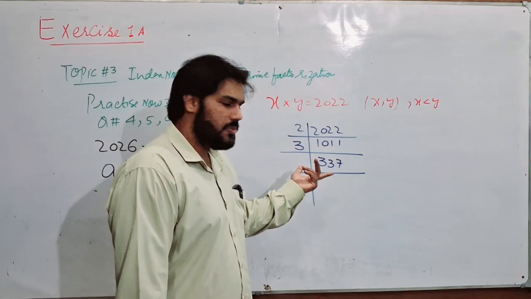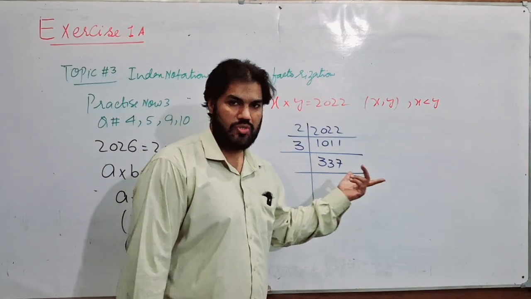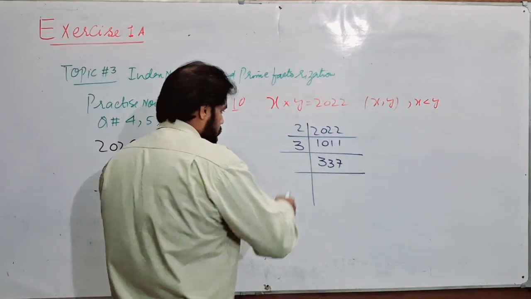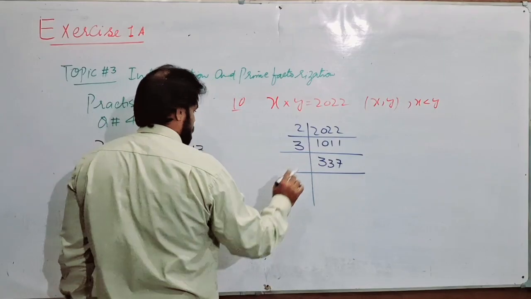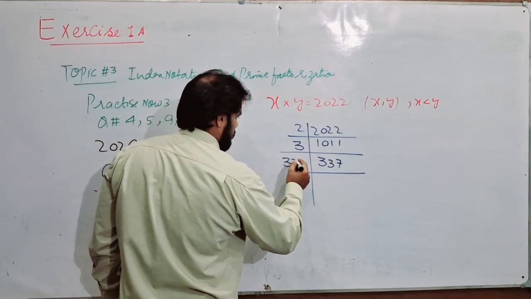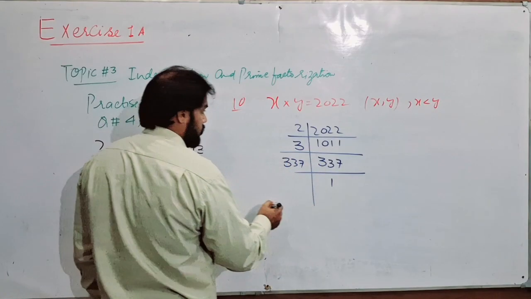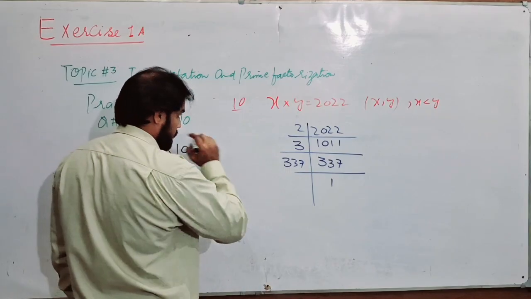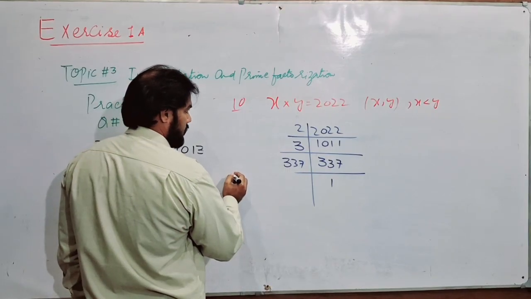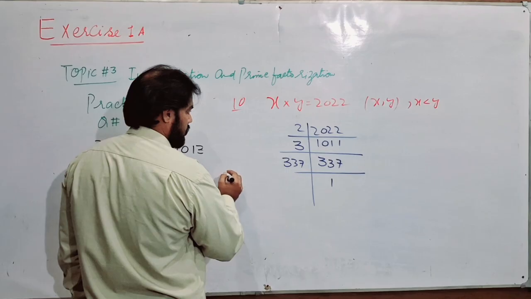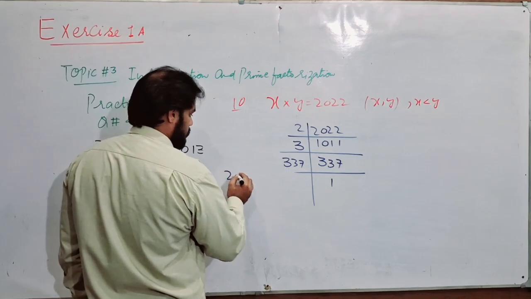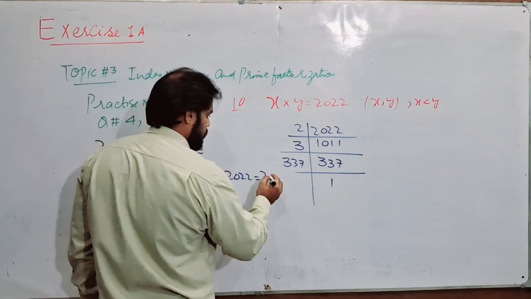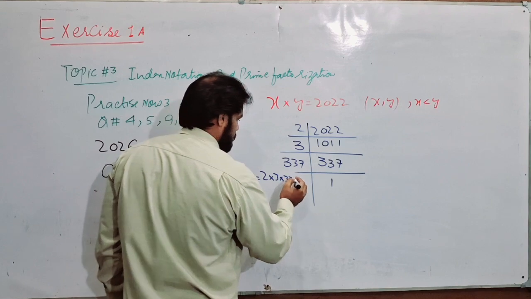Is this number divisible by 11? No. This is a prime number actually. Further, it is divisible only by itself. So you can write it as: 2022 has a prime factorization 2 into 3 into 337.